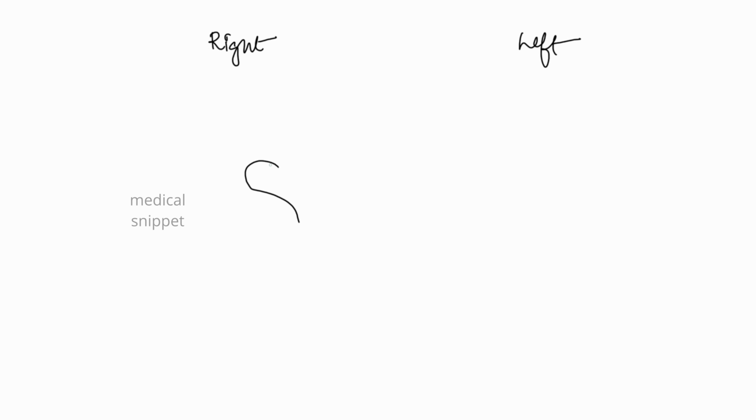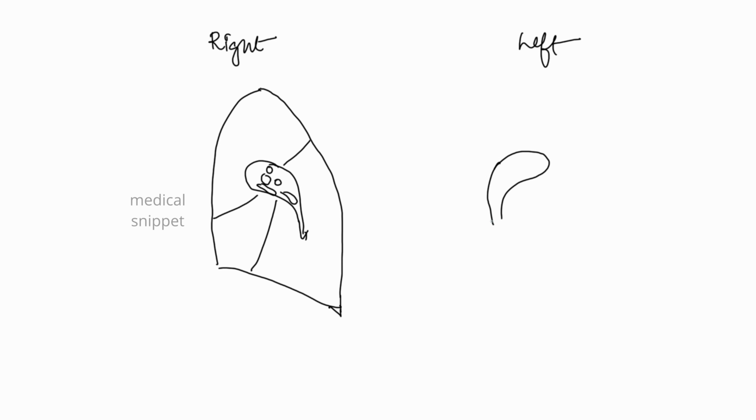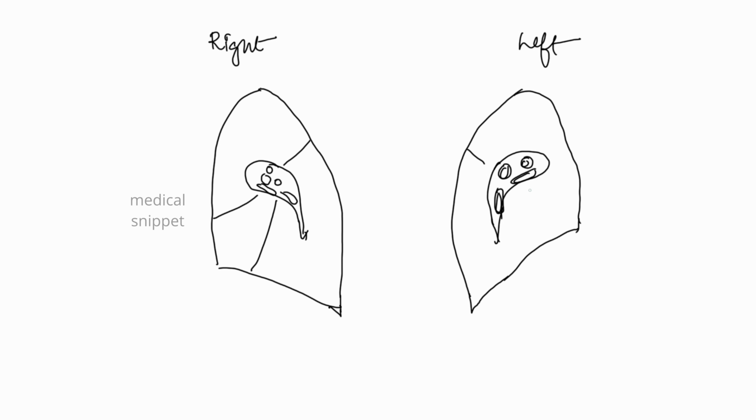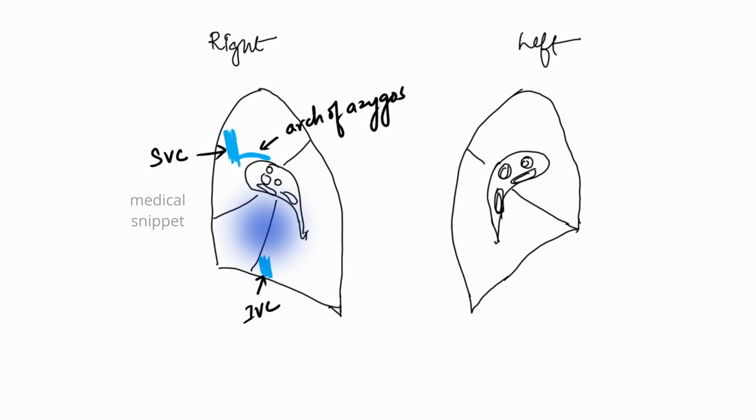Let's draw the mediastinal surface of the lungs and also label its various grooves or impressions formed by the mediastinal structures. The right lung mediastinal surface has the superior vena cava groove, the groove for the arch of azygos, the inferior vena cava groove, and the impression of the right atrium.